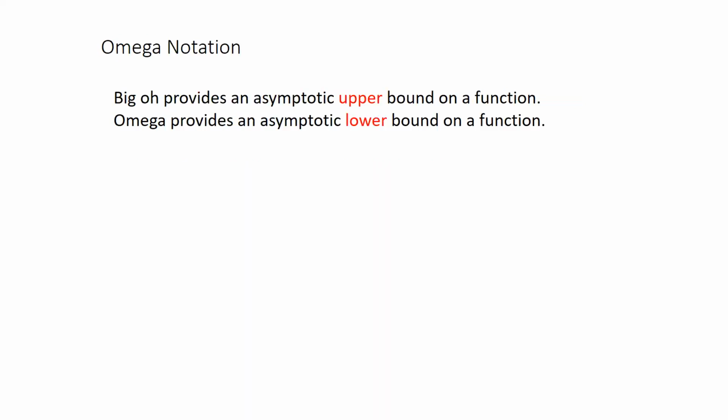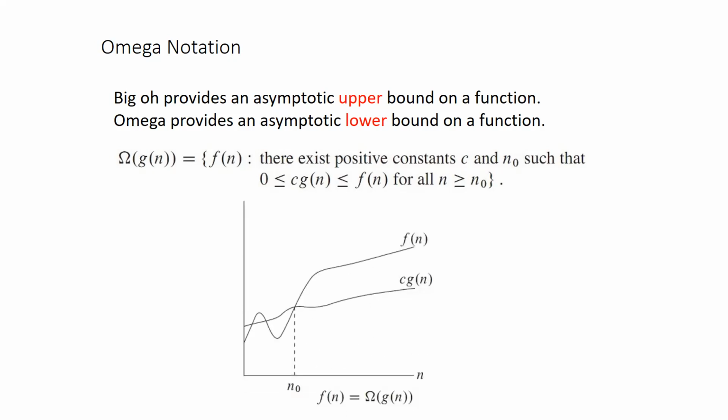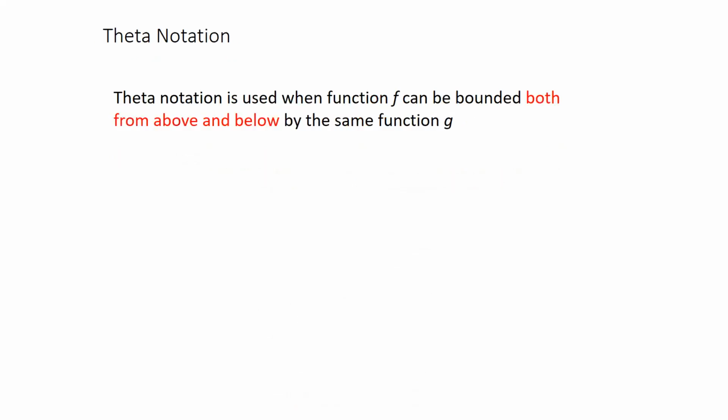Okay. Now omega notation. Big O provides an asymptotic upper bound on functions. Omega provides an asymptotic lower bound on a function. For the omega notation, there exists a positive constant C and n0 such that C g(n) should be less than f(n) and C g(n) should be more than 0, where n and n0 are both integer values. Here you can see how the omega notation is represented in this plot. We have already discussed this also.